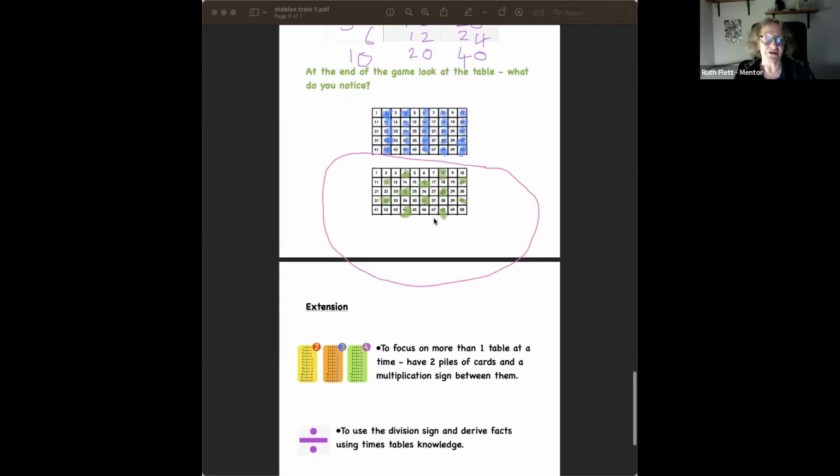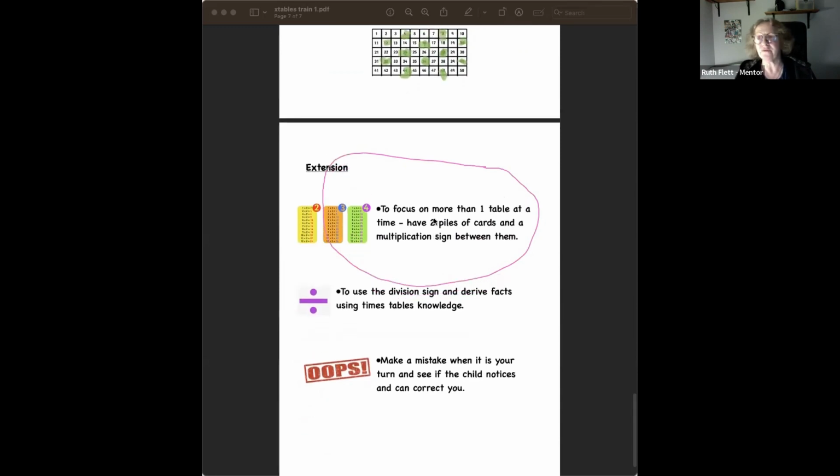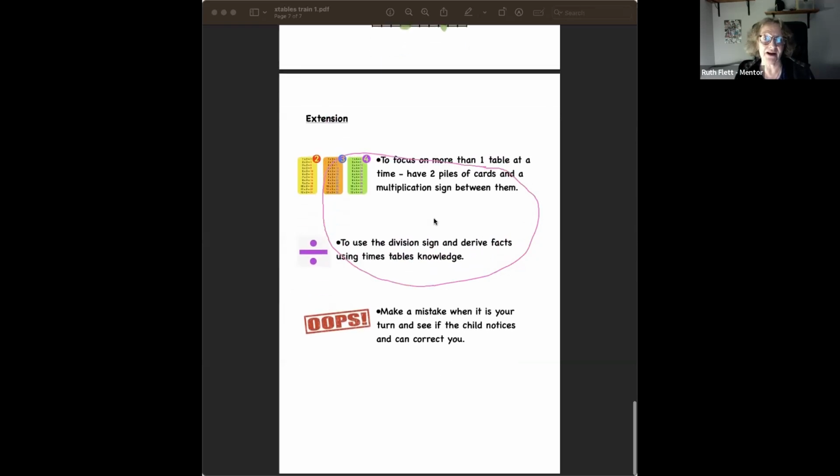So how else could you use this game? You could move on if your child was better at tables and knew more. You could have 2 piles of cards of numbers, so that instead of your times 2 or your times 4, you got those 2 cards you turn and then give your answer for that multiplication. You could turn it around and ask them, well, what's your multiplication?